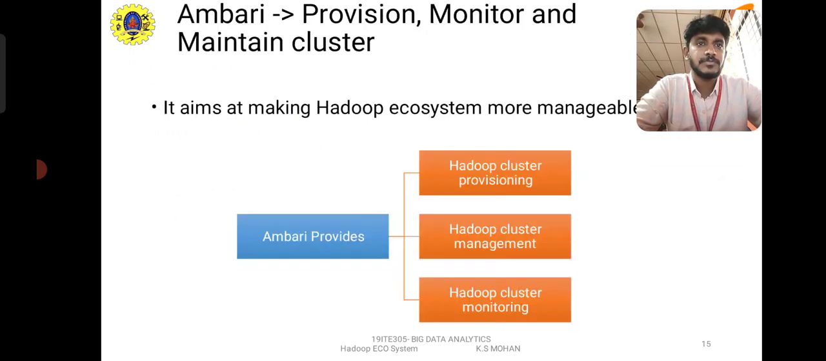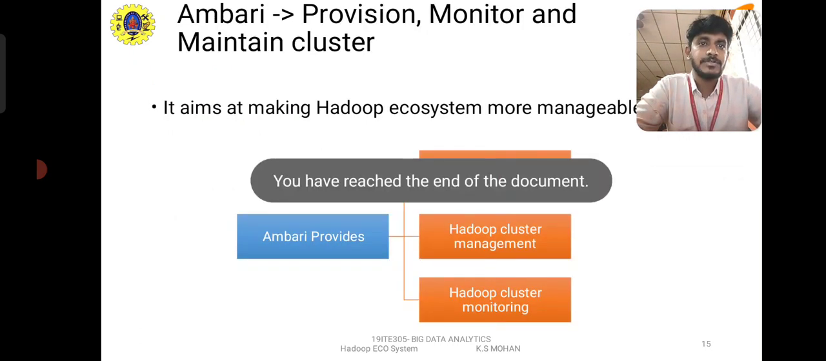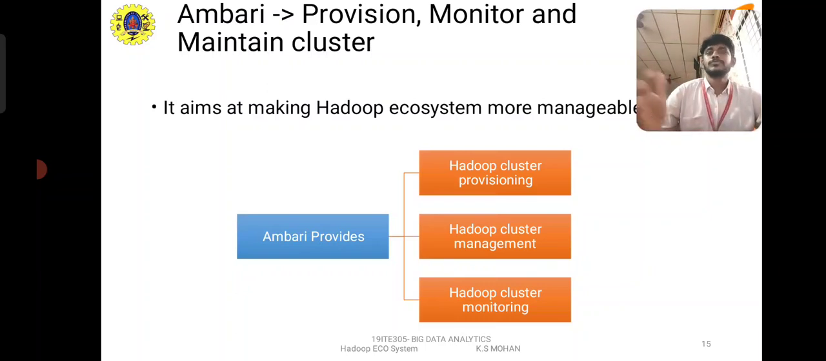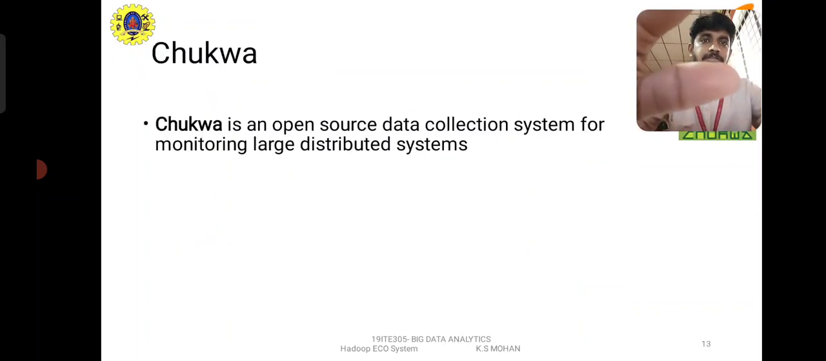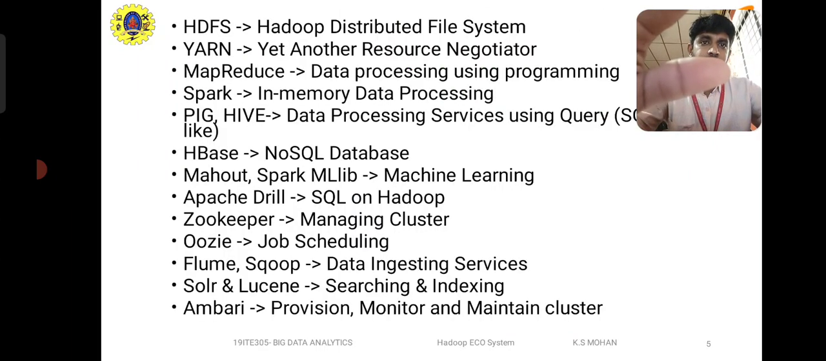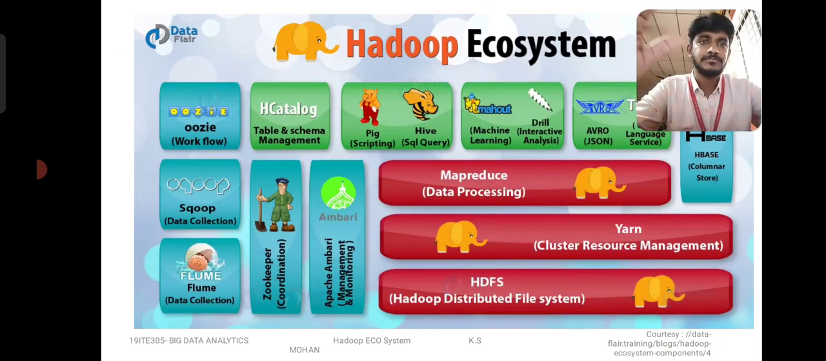So this is about Sqoop, and Ambari we already discussed. It makes the Hadoop ecosystem more manageable. Ambari is an advanced tool used for making the Hadoop ecosystem more manageable. So that's all about the Hadoop ecosystem. We have seen what things are present in the Hadoop ecosystem structure, what tools we are using, and for different purposes and varieties of data. Thanks for watching. Thank you.